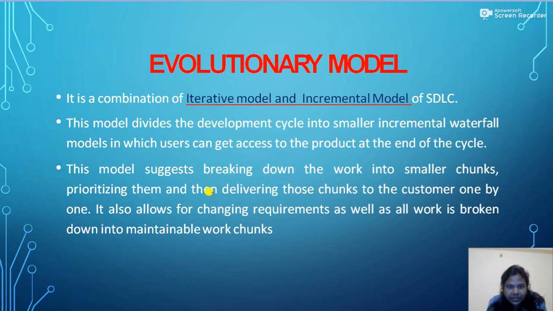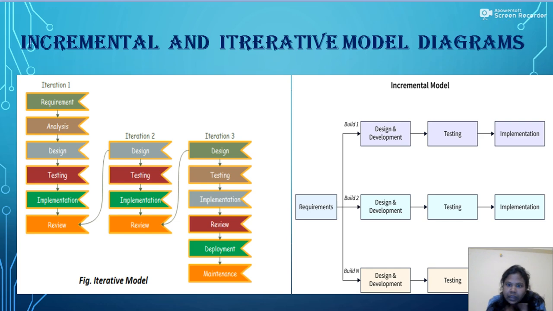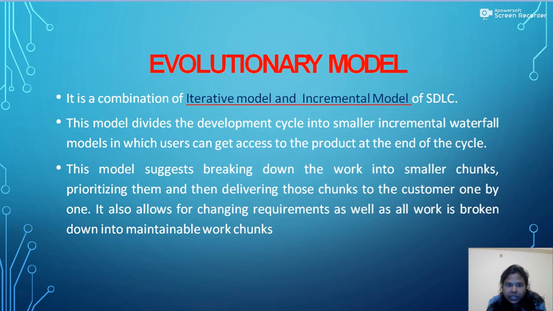And here basically you can see the iterative and incremental model. This model divides the development cycle into smaller incremental waterfall models, in which the user can get access to the product at the end of the cycle. Incremental model or iterative model, incremental waterfall model or iterative model. I already gave the brief idea about it. The same thing is written here. This model suggests breaking down the whole work into smaller chunks. So this part happens in the incremental model.